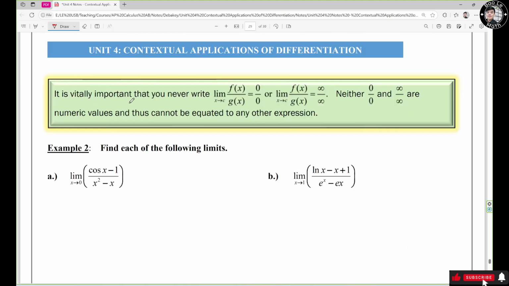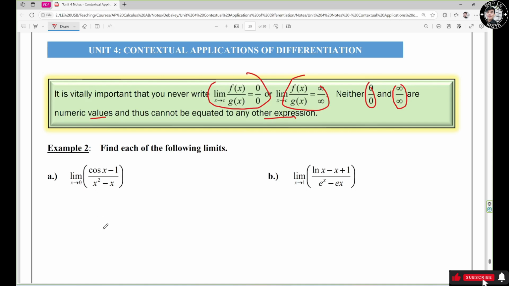Now this is extremely important: you should never write it like this or like this. Neither 0 over 0 nor infinity over infinity are numeric values, and thus they cannot be equated to any other expression.